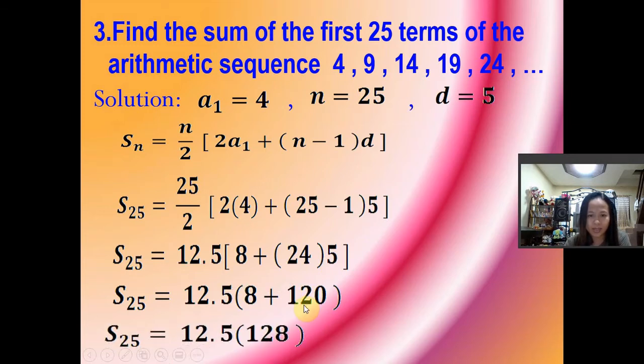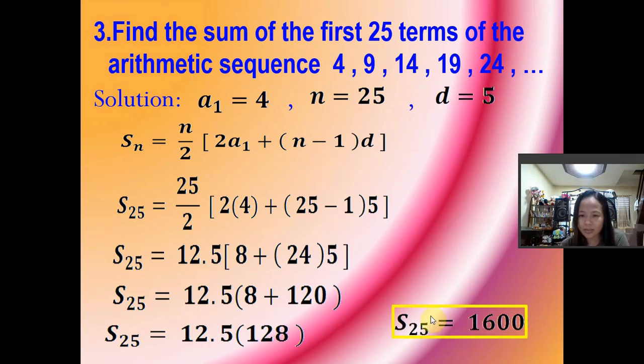So next we will add 120 and 8, so that this is equal to 128 times 12.5. So the answer will be 1,600. So the sum of the first 25 terms of our sequence is equal to 1,600.